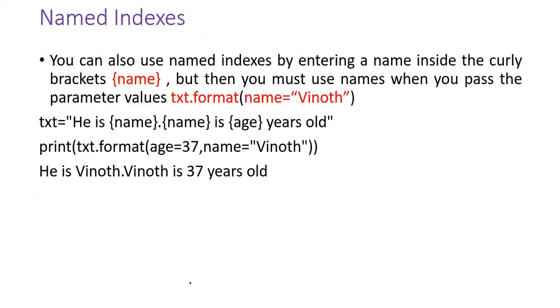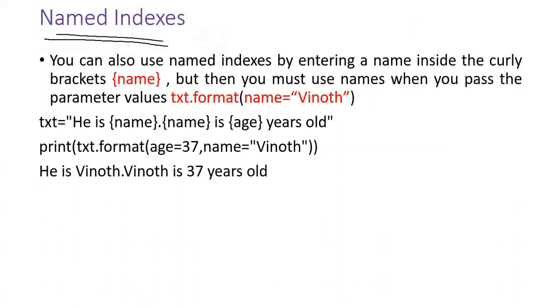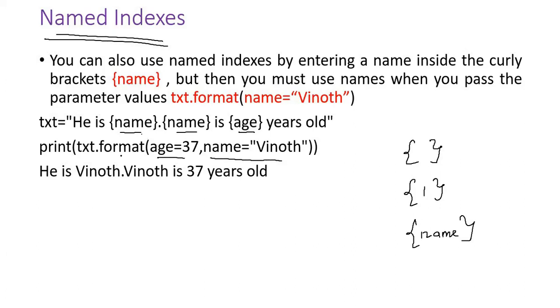Finally, other than numbers, you can also pass names. Named indices. Earlier numbered indices, index numbers, now it is named indices. You can also use named indexes by entering a name inside the curly brackets. So placeholders can be empty, can have some index, and can also have some names. The only thing is, whatever name you are using here, you need to pass the same variables in the format method. That is very important.